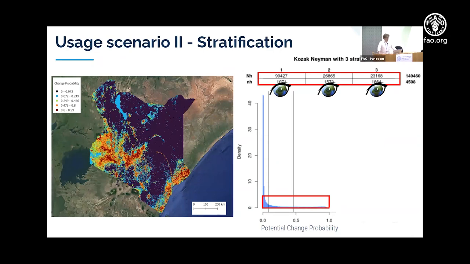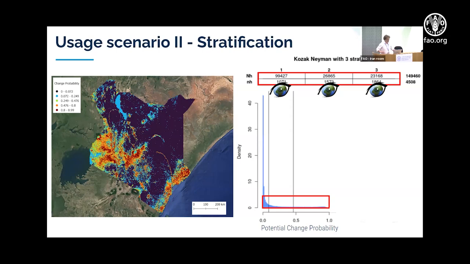Second usage scenario is basically to use this whole approach as a stratification. And this is what we piloted in Kenya, and Marceline will tell us more about the results. But in terms of methodology, as you see, this is the histogram we ended up with, and on the left hand, you see these probabilities on the map. And you see that large amounts of the country, basically one third of the country, have a very low probability of being changed just because they're in the rangelands where you don't see any forest. Now, the higher probability of change, of course, you have in areas where you have forest, because forest change happens in forest, right?